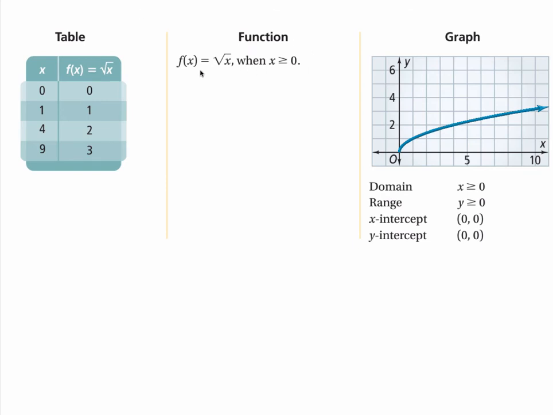Now, we define f of x to be the square root of x, and we're going to restrict the domain to where x is positive because it doesn't make sense otherwise. The domain is all x greater than or equal to 0. The range is all y greater than or equal to 0. The x-intercept is at (0, 0), and so is the y-intercept.